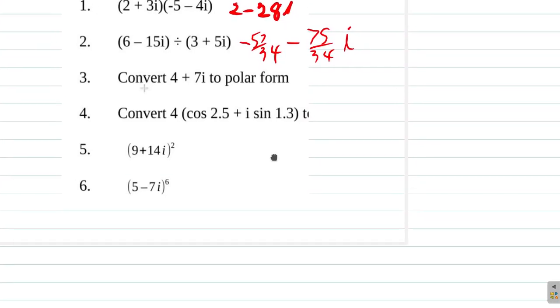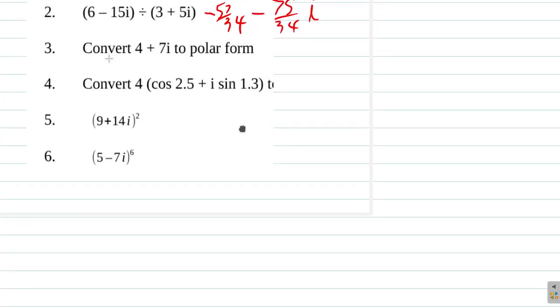We're asked to convert 4 open bracket cos 2.5 plus i sine 1.3 close bracket to rectangular form, and the 2.5 and 1.3 are in radians.